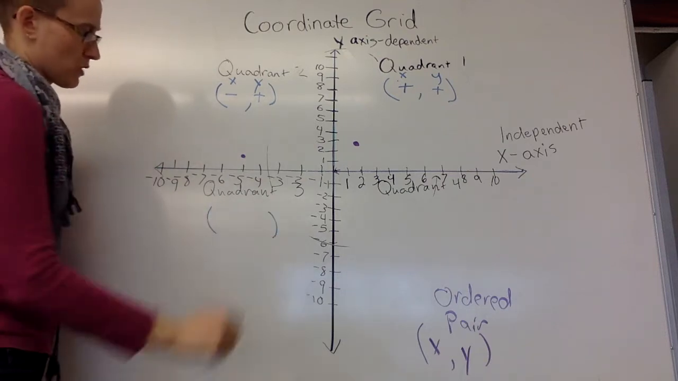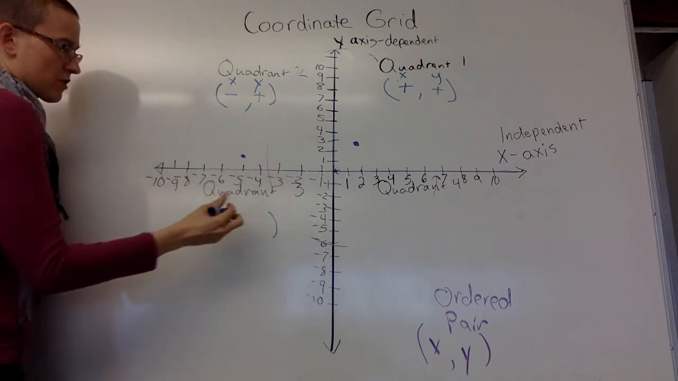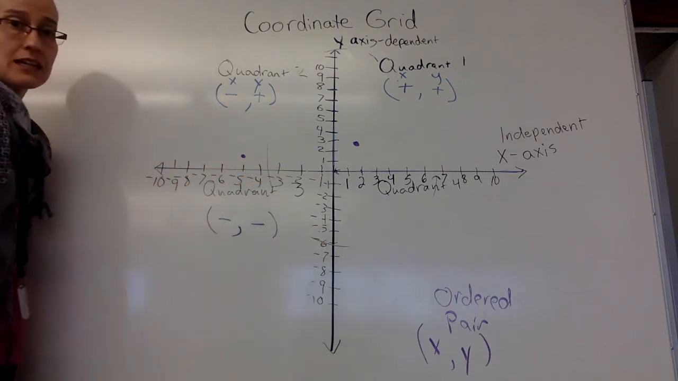Let's look at quadrant 3. So quadrant 3, my x values are going to be negative, and my y values are also going to be negative.